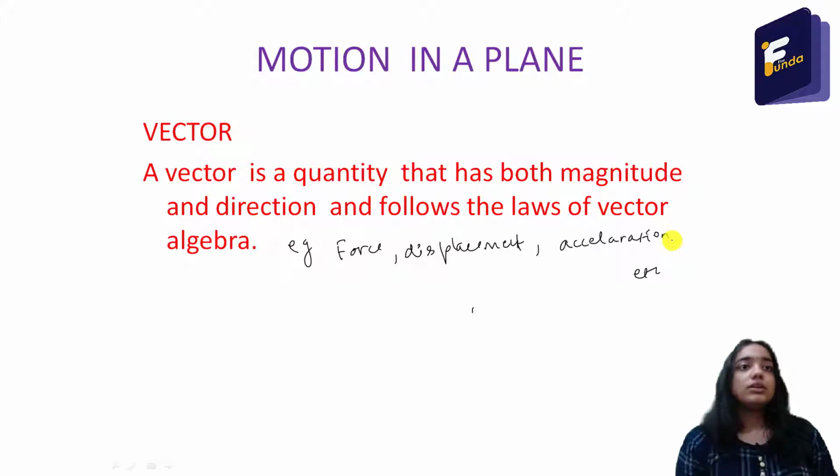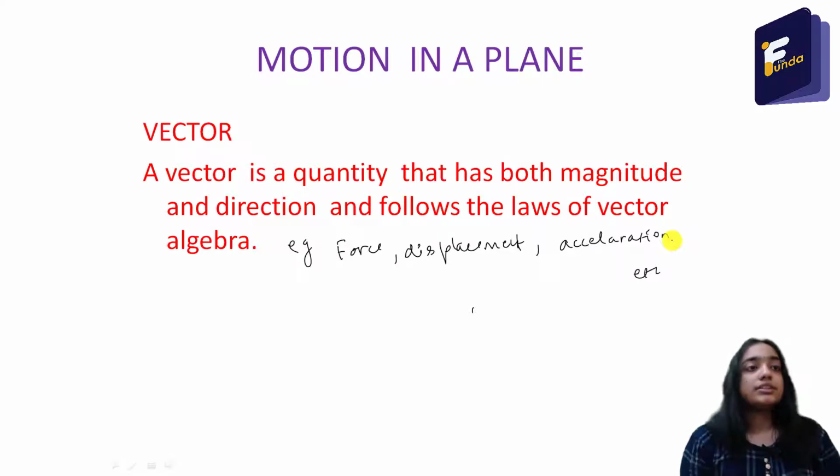But for example, mass. If I say the mass of the potatoes is 3 kgs, we don't have to define any direction, in the case of mass or in the case of temperature. Those quantities are known as scalar quantities. So vector quantities have both magnitude and direction, and scalar quantities don't have direction. Another thing that is written is that it follows the laws of vector algebra.